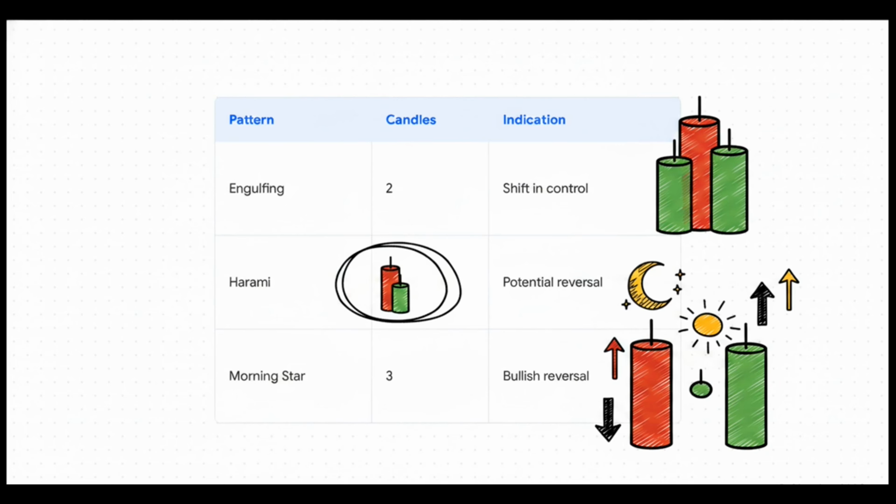Take the Harami pattern, for example. In Japanese, Harami actually means pregnant woman. It's formed by a large candle followed by a smaller one tucked entirely inside its body. So, if you spot a massive red candle with a tiny green one in its belly, that's a huge signal. Buyers are absorbing the selling pressure, and a reversal might be coming. Or look at the engulfing pattern, where one massive candle just completely swallows the previous one, showing a violent shift in power. And then you've got triple patterns, like the morning star, a sequence that beautifully signals the end of a dark, bearish night and the sunrise of a brand new bullish trend.